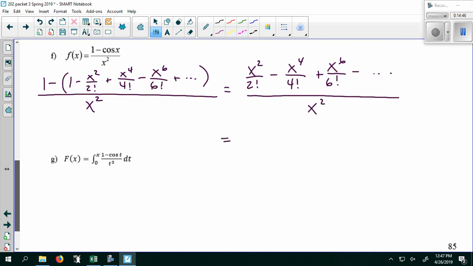And then you can put that x squared under each term of the numerator. Divide that x squared into every term. So I get 1 over 2 factorial minus x squared over 4 factorial plus x to the 4th over 6 factorial. Maybe I'll write out one more term here. If I follow the pattern, I get x to the 6th over 8 factorial plus dot, dot, dot.